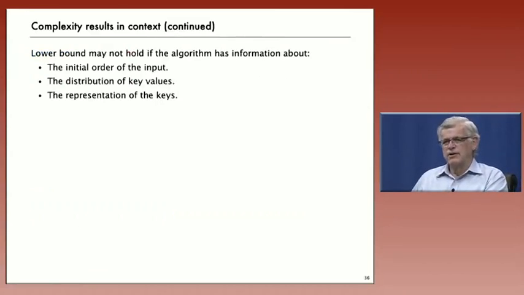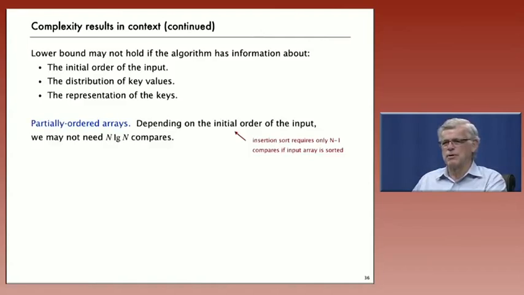The other thing is that the lower bound is for the particular model of computation being studied, in this case compares. It might not hold if the algorithm has more information about the keys. For example, if it's known that the input is almost ordered, we saw that insertion sort can be linear time for files that are almost ordered. Or if we know something about the distribution of key values. If there are a lot of equal keys, we can get it sorted faster than n log n. And maybe the way the keys are represented, we'll look at different methods that take advantage of such properties.